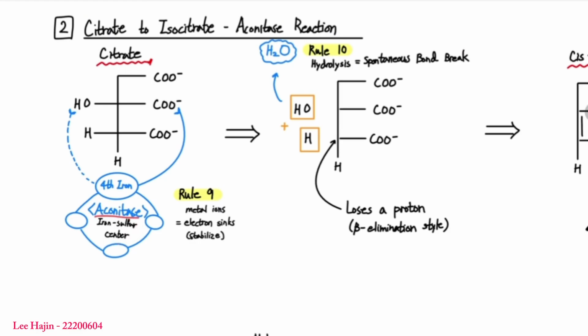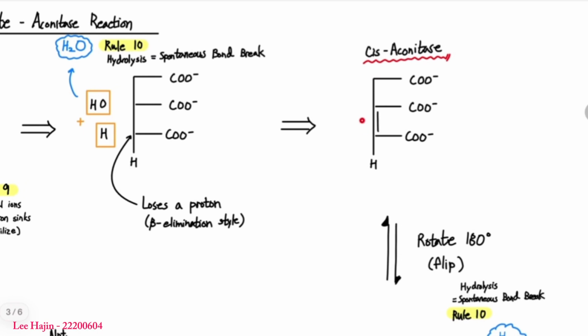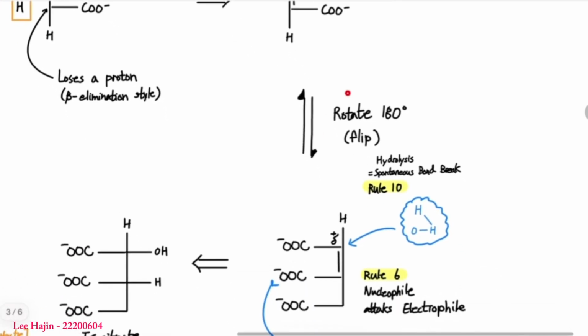It uses an iron-sulfur cluster where the 4th iron binds to citrate. This binding holds citrate perfectly and polarizes the C-OH bond, pulling electron density toward the iron, making OH a better leaving group. At the same time, a neighboring carbon loses a proton, and the proton and hydroxyl group combine to form water and leave, making both carbons miss a bond. The 2 carbons now form a double bond, and voila, cis-aconitate is made. Next, cis-aconitate rotates 180 degrees in the active site for the next step.